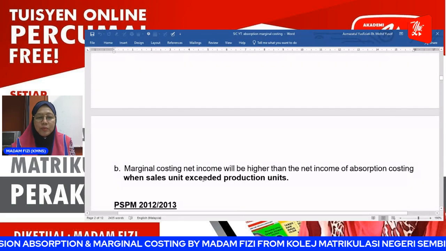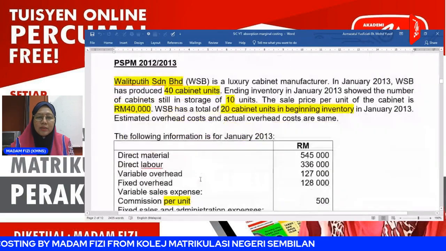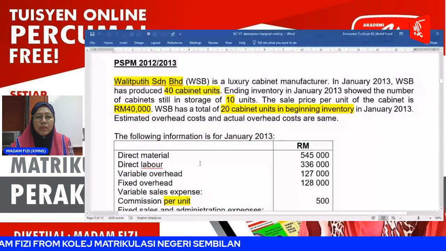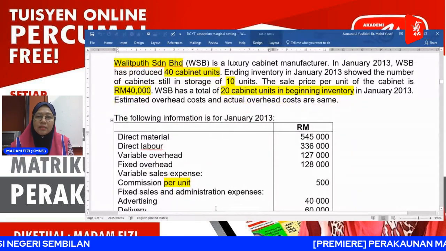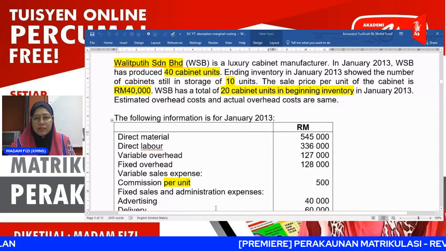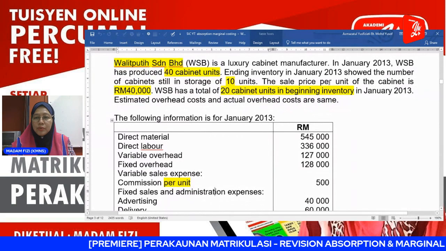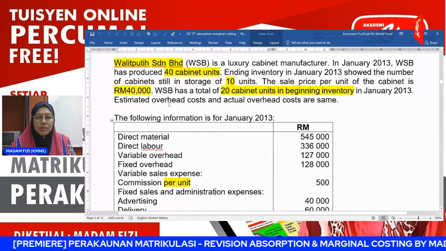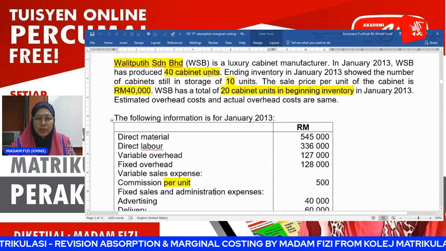Okay, now we proceed to the question on Walid Putih Cenderam Berhad. Walid Putih Cenderam Berhad is a luxury cabinet manufacturer. In January 2013, Walid Putih Cenderam Berhad produced 40 cabinet units.